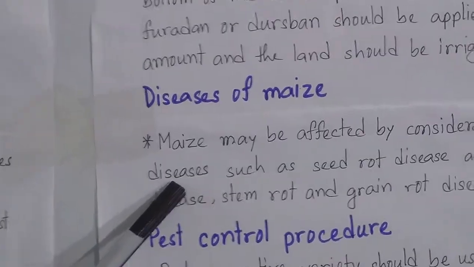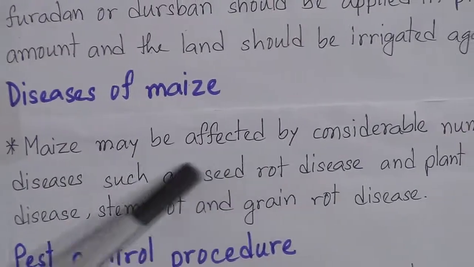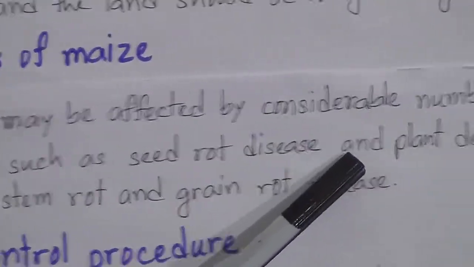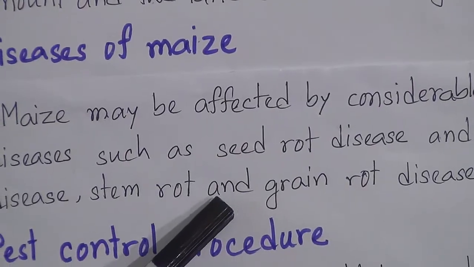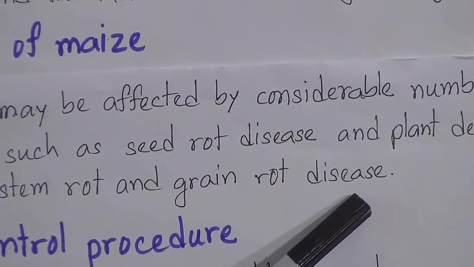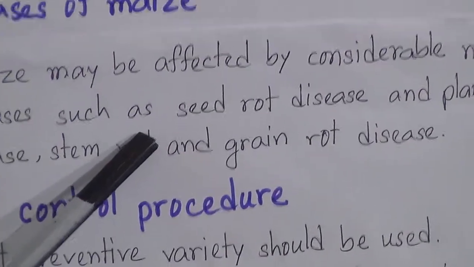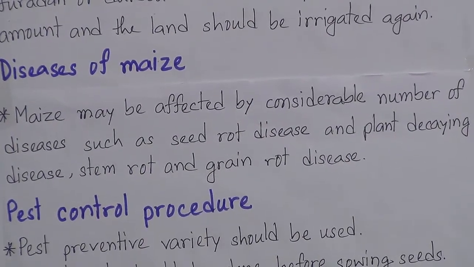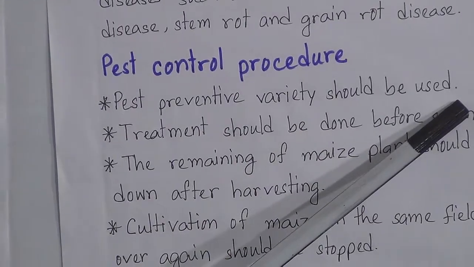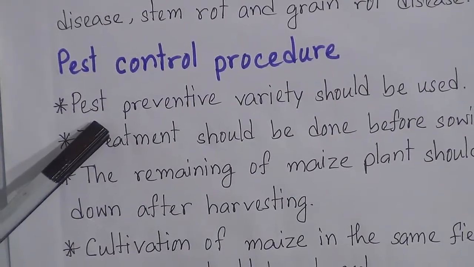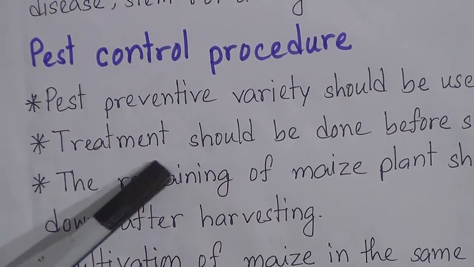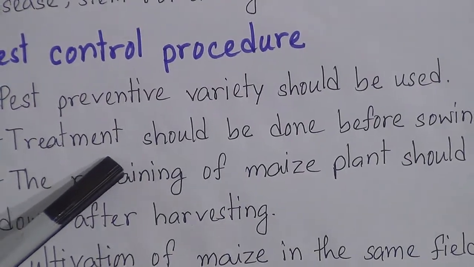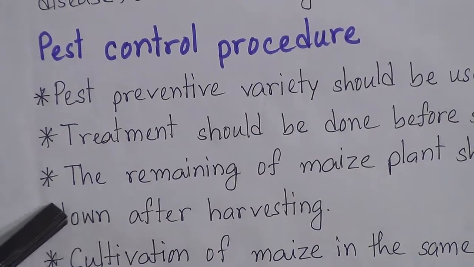Now diseases of maize. So there are different types of diseases in maize. Maize may be affected by a considerable number of diseases such as seed rot disease and plant decaying disease, stem rot and grain rot disease. So these are the common diseases in maize. And now the pest control procedure. Pest preventive variety should be used. So we will use the varieties which are pest preventive, and treatment should be done before sowing seeds, so that the maize plants are healthy and growing well.